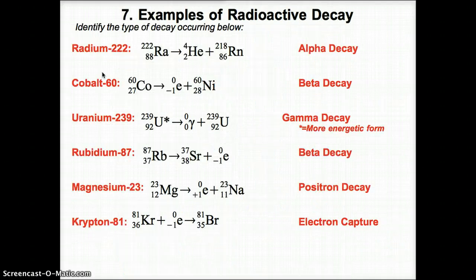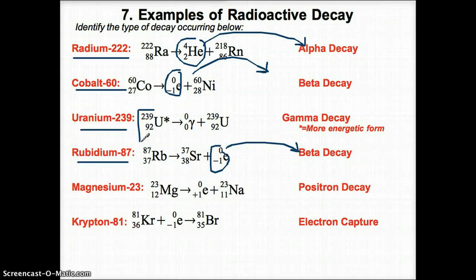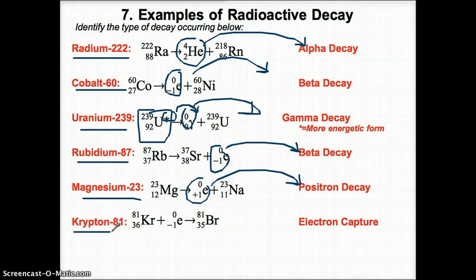Okay? Now let's identify types of decay in different radioisotopes. For radium-222, there's an alpha particle here on the product side, so you know that's alpha decay. Cobalt-60 and rubidium-87, you have a beta particle or an electron here on the product side, so both of these have beta decay. All right, for uranium-239, since you start with a more energetic version of this with the star here, and you only release a gamma particle here in the products, you know there's gamma decay. For magnesium, you have a positron here on the product side, so it's positron decay. And finally, for krypton, since you have an electron here in the reactants, you know it's electron capture.